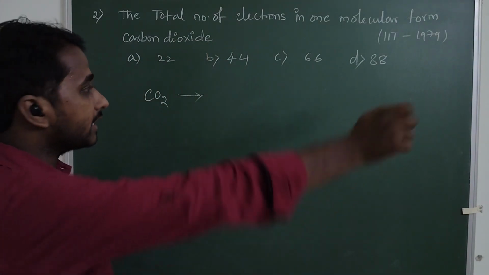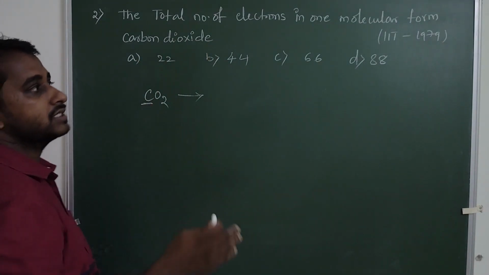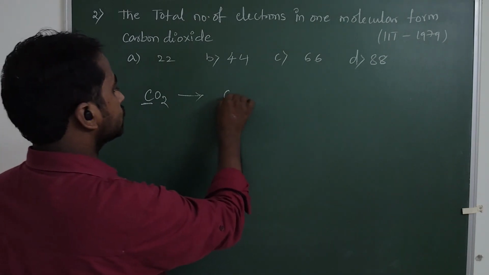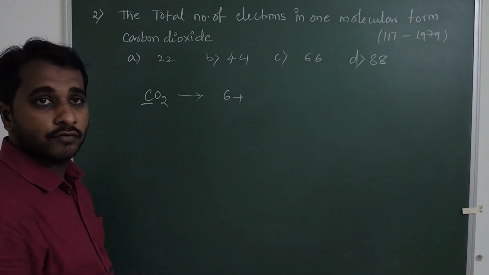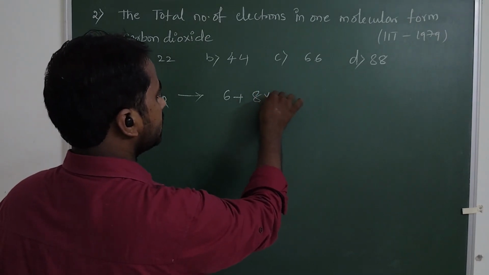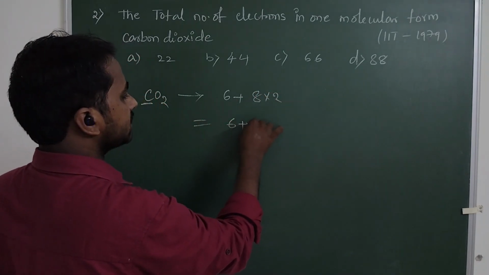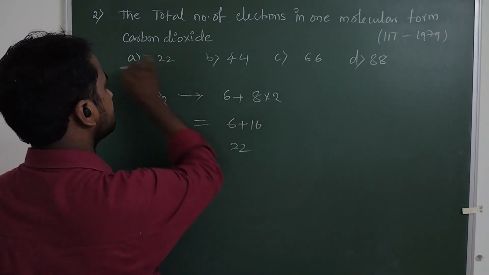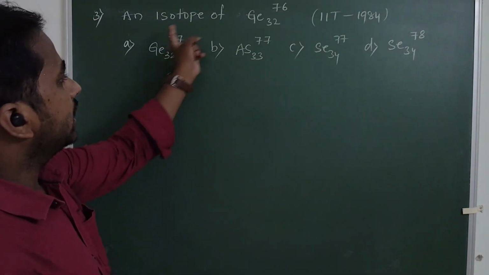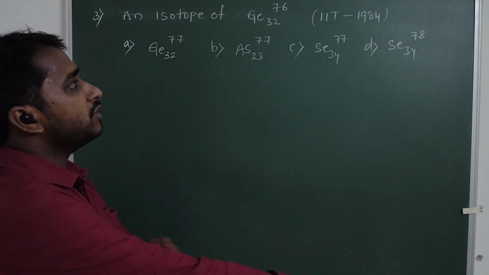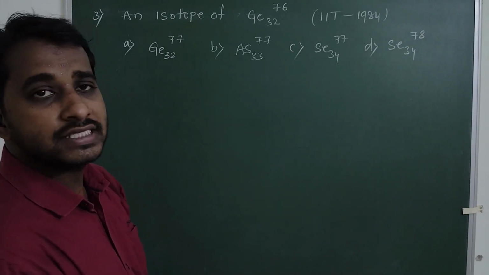The question is the number of electrons in one molecule of carbon dioxide. Here if you take carbon dioxide, the number of electrons in carbon is nothing but its atomic number, so 6, and the atomic number of oxygen is 8. So 8 into 2, so 6 plus 16 is 22. So the answer is A.